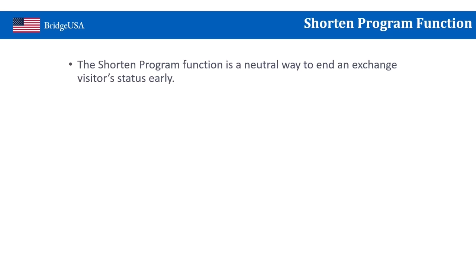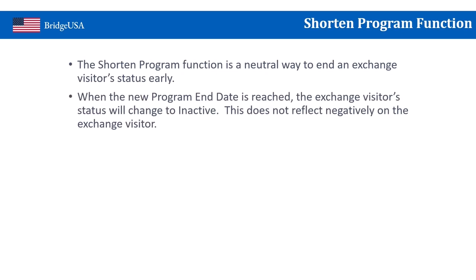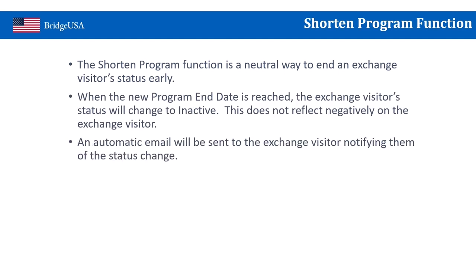Note: the Shorten program function is a neutral way to end an exchange visitor's status early. When the new program end date is reached, the exchange visitor's status will change to inactive. This does not reflect negatively on the exchange visitor. An automatic email will be sent to the exchange visitor notifying them of the status change.